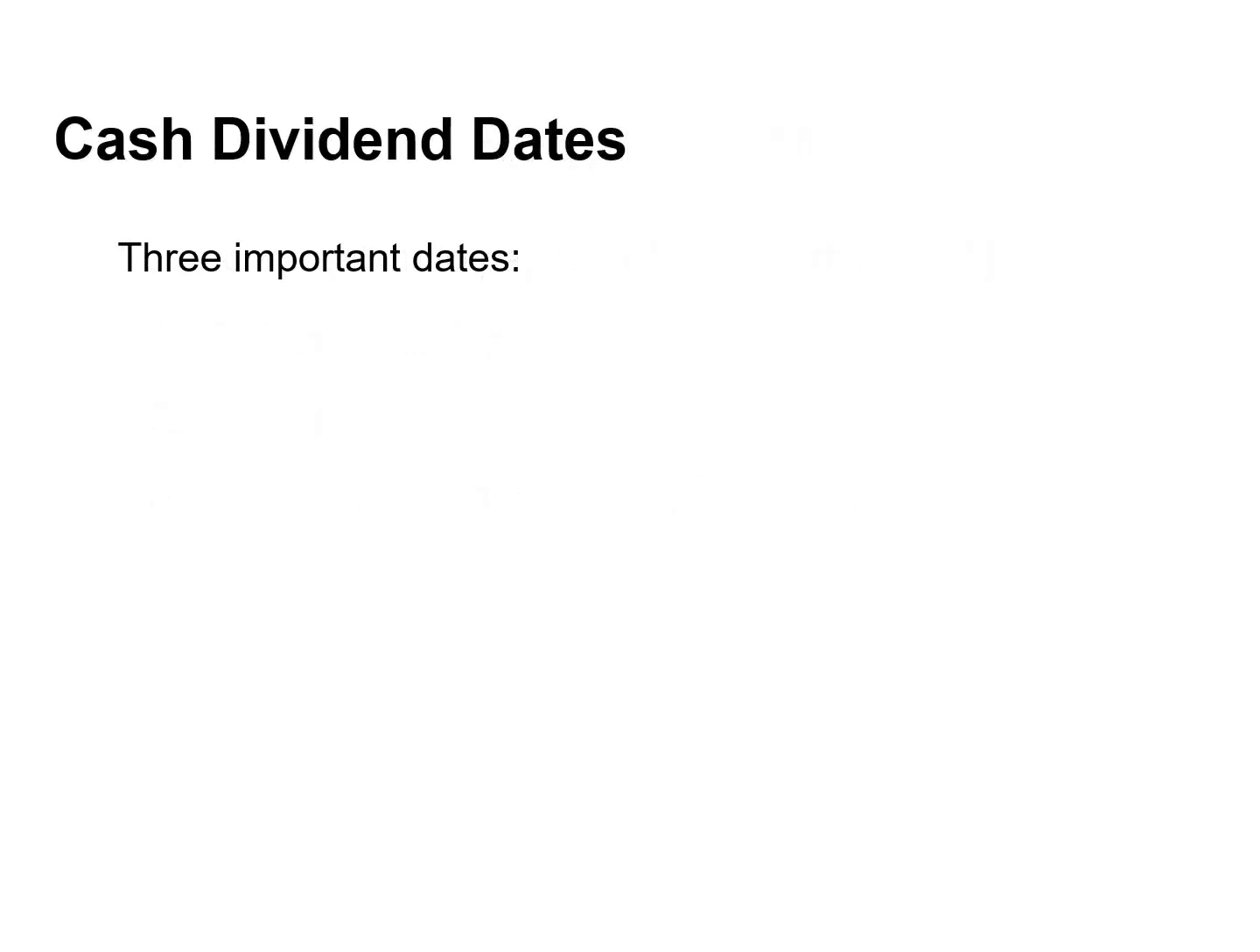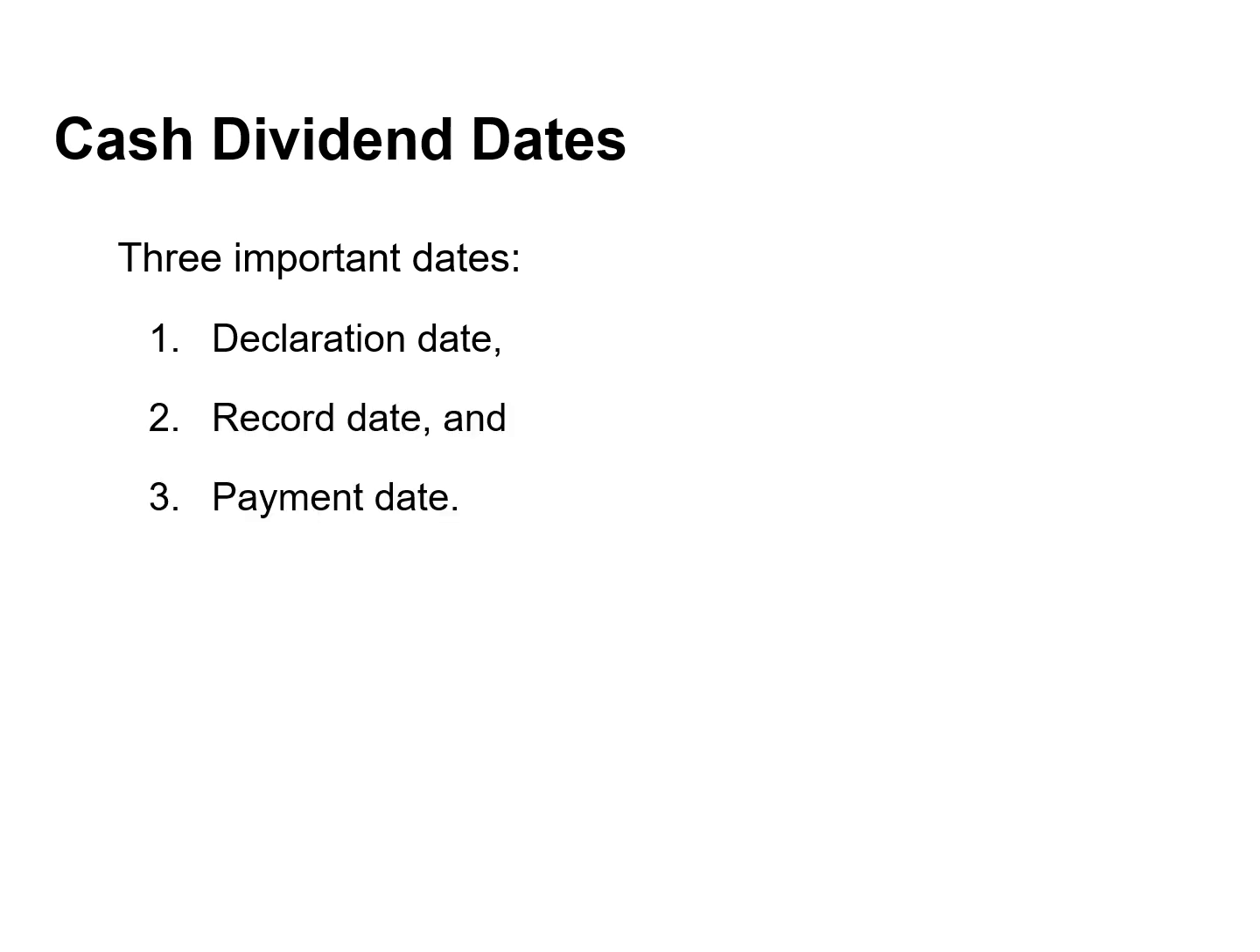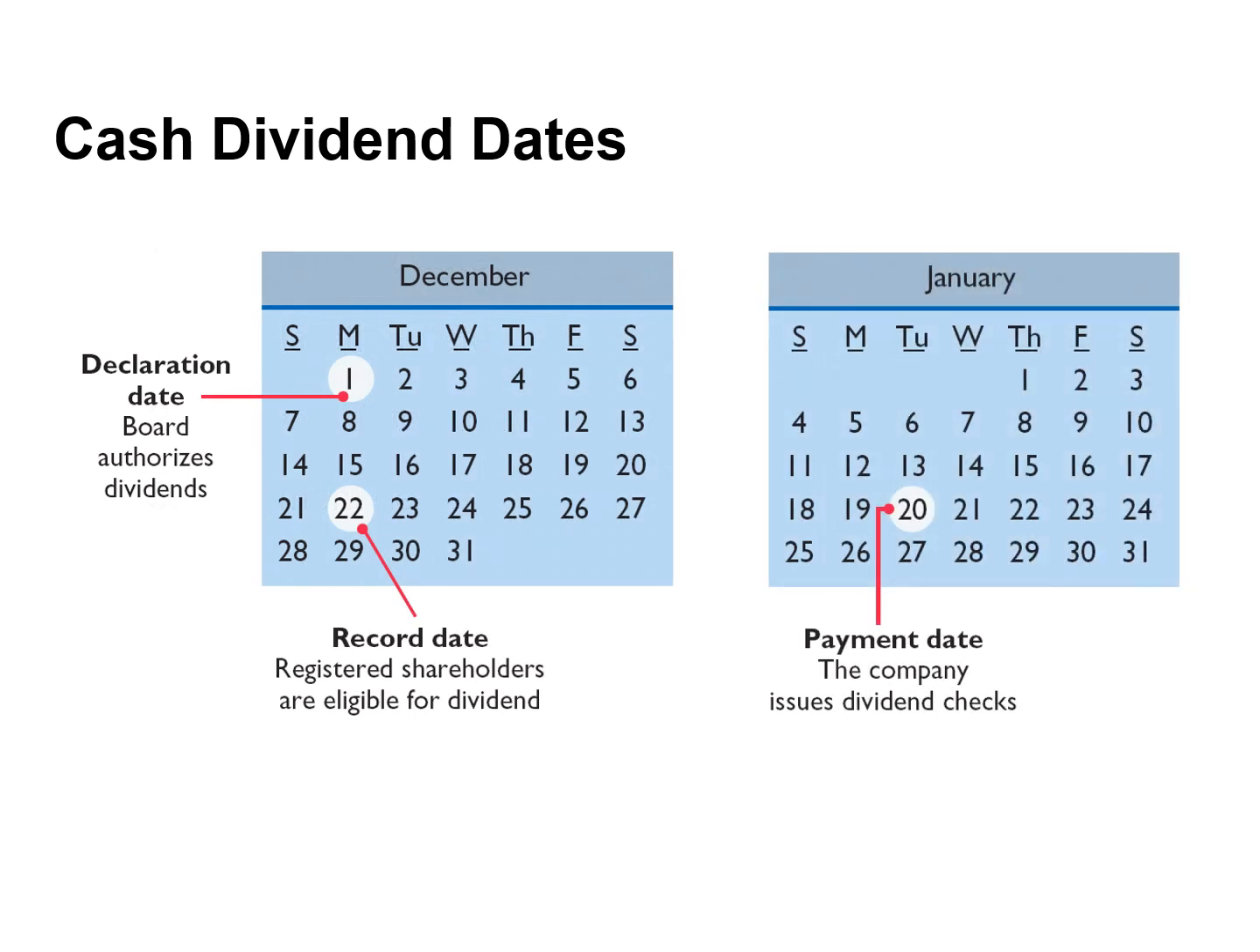There are three important dates: the declaration date, the record date, and the payment date. On the declaration date, the board of directors announces the intention to pay the dividend. The declaration of a dividend creates an obligation or a liability for the corporation. The stockholders who own the stock on the date of record will receive the cash dividend. On the payment date, the company makes the dividend payment to the stockholders on record.